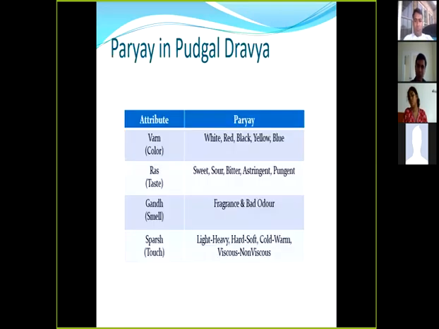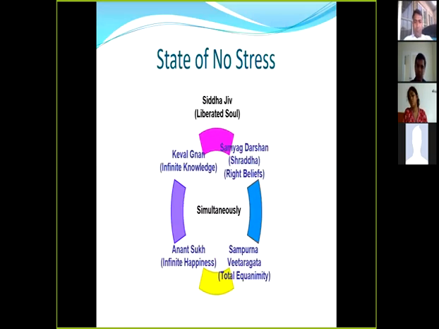So let me go back to the stages of stress. What we just defined were two extremes, right? The state of no stress, which is a state of Siddha Jeev or Arihant Jeev, who has infinite knowledge and complete right belief and complete equanimity and complete happiness, infinite happiness. Now here, notice something, okay? They have something called complete equanimity, total equanimity, Sampurna Vitrakta.